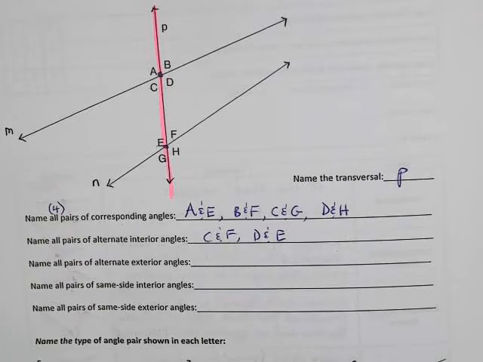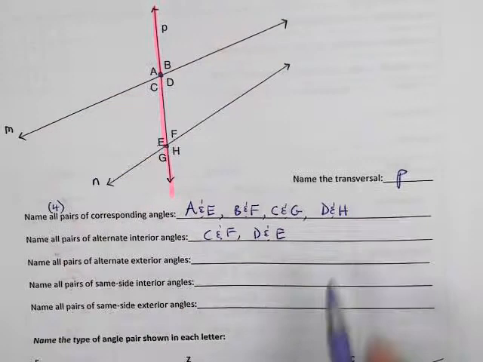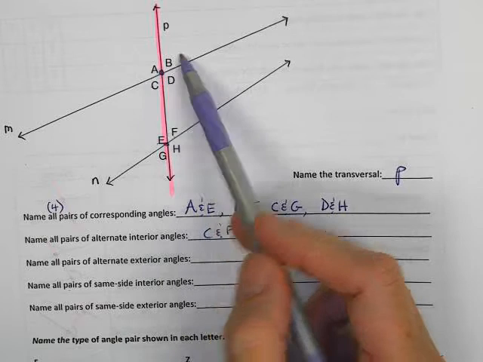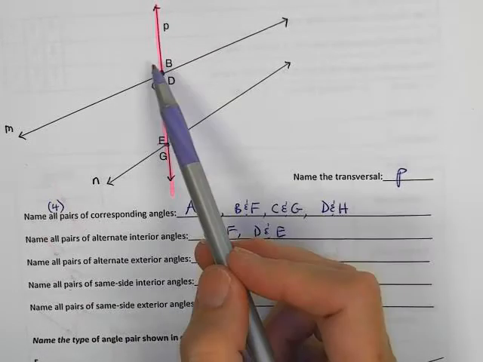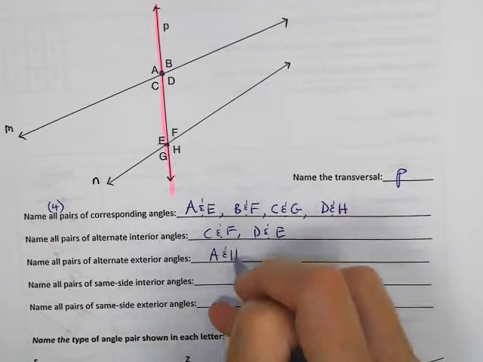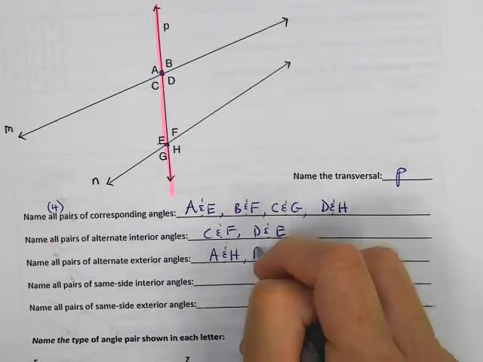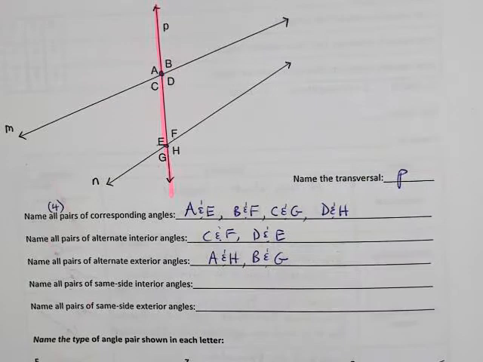Similarly, if I'm doing alternate exterior, I'm going to ignore all this stuff in the middle, and I'm only going to look outside the line. So I'd be focusing on A and B, and G and H. Alternate, so A would go with H, opposite sides of the transversal, and B would go with G. They are outside the lines and on opposite sides of my pink transversal.